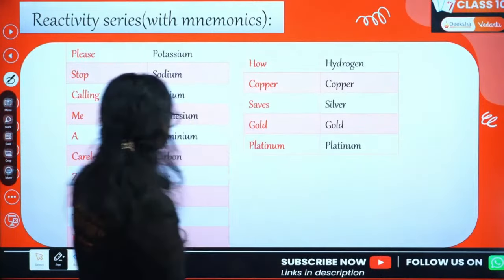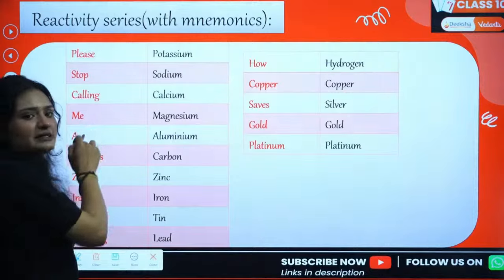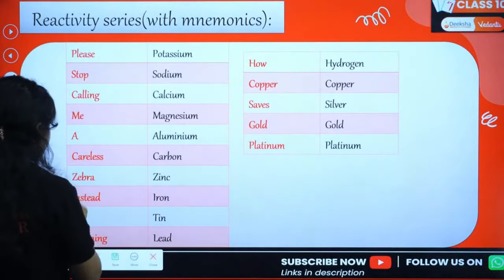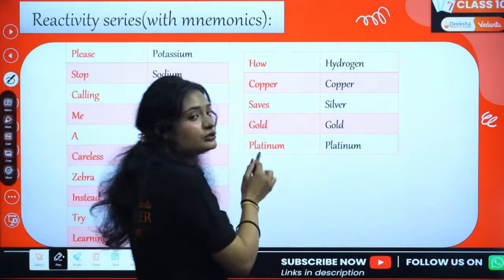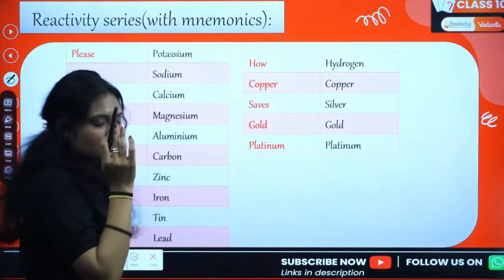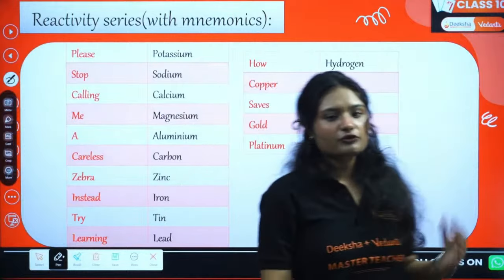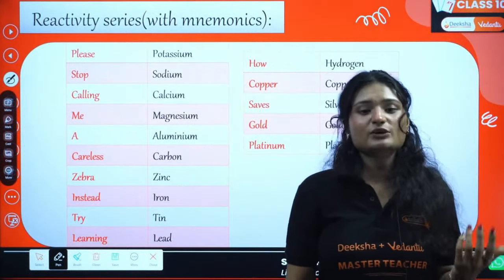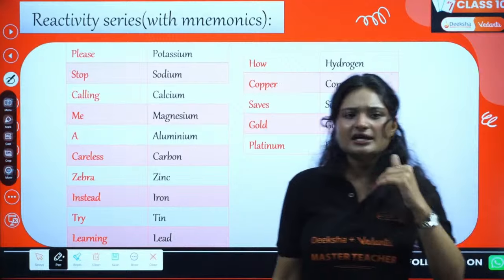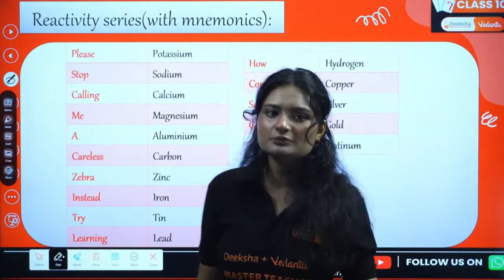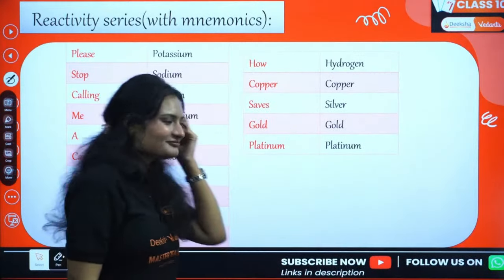Okay. So we start with please stop calling me a careless zebra. Instead try learning how copper saves gold, platinum. Okay. If you have any other mnemonic that works for you, use that mnemonic. For me, I use this one. It is the one that I remember, but if you have any other, Hindi, English, it doesn't matter, use that one. Okay, because your exams are really soon.